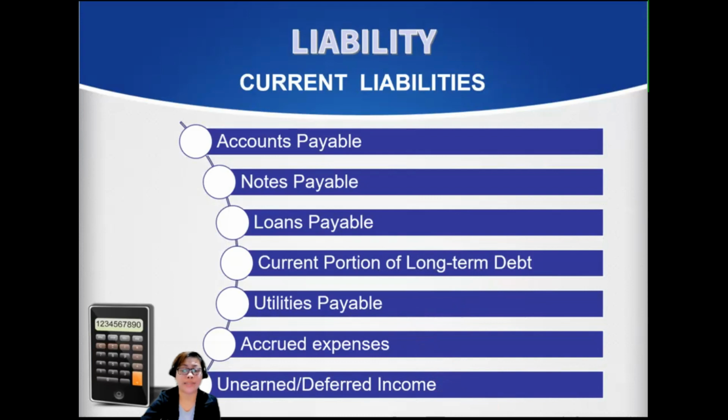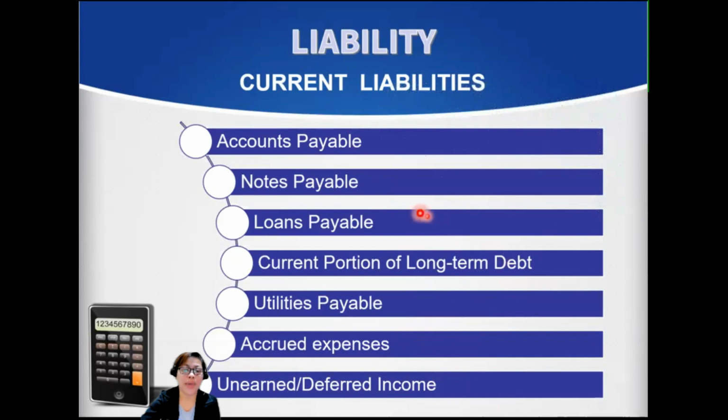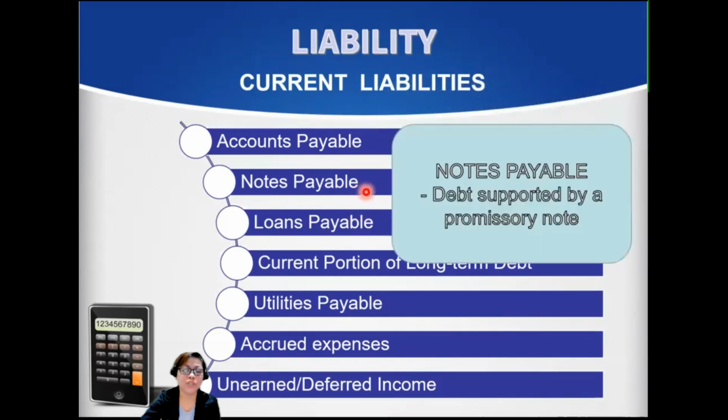1 year or less. Okay, so accounts payable are liabilities to trade creditors for the acquisition of goods, services, materials, or supplies on credit supported by the oral or implied promise to the company. Then we have notes payable. Okay, so notes payable. This is a liability supported by a promissory note issued by the business to the creditor.